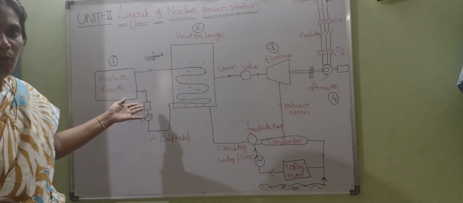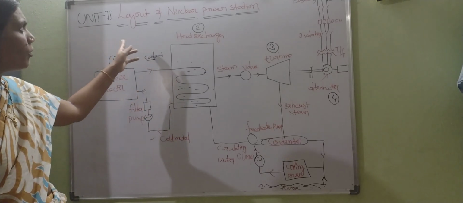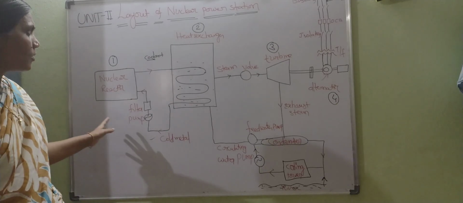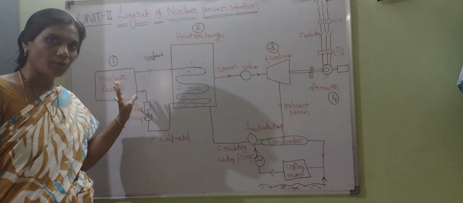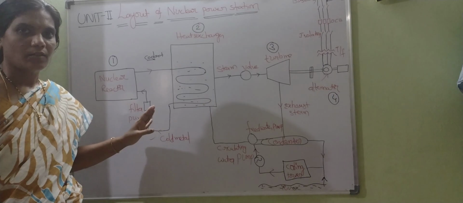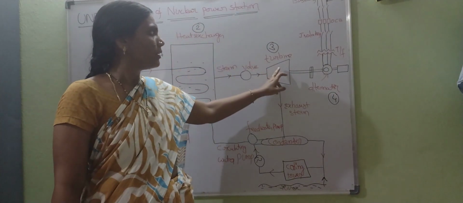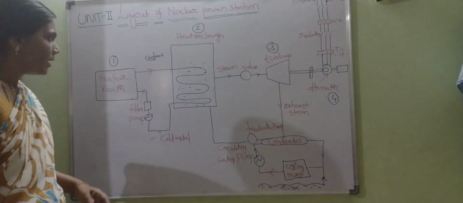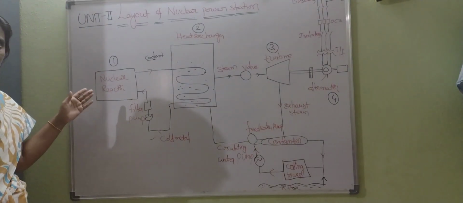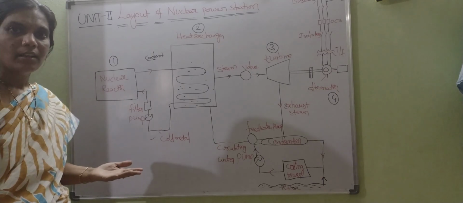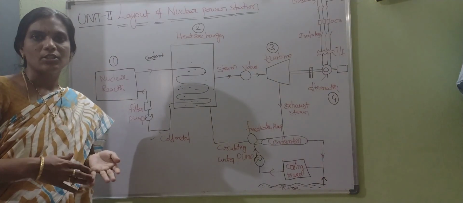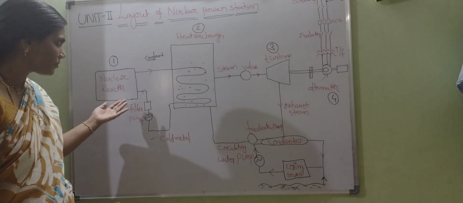So in this video I would like to explain the layout of nuclear power station. There are mainly four important parts we are concentrating on: nuclear reactor, heat exchanger, turbine and alternator. Here the function of the nuclear reactor I already said in the class. Nuclear reactor is used to convert nuclear energy into thermal energy.